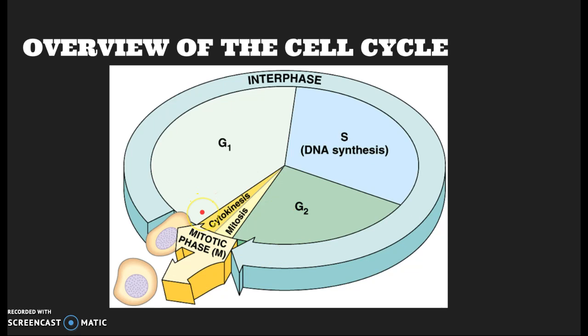which is this. And the mitotic phase consists of two subphases, mitosis and cytokinesis. Mitosis is the division of the cell's nucleus, and cytokinesis is the division of the cytoplasm. The two genetically identical daughter cells that are produced from the parent cell at the end of cytokinesis can re-enter the cell cycle where it repeats.